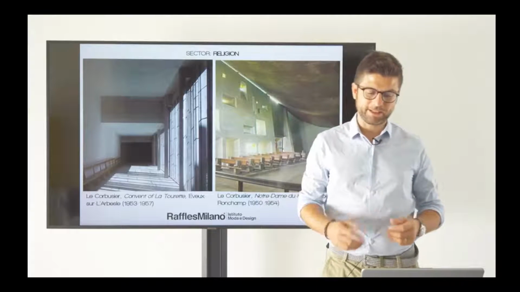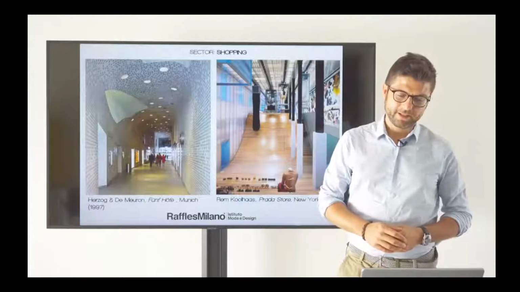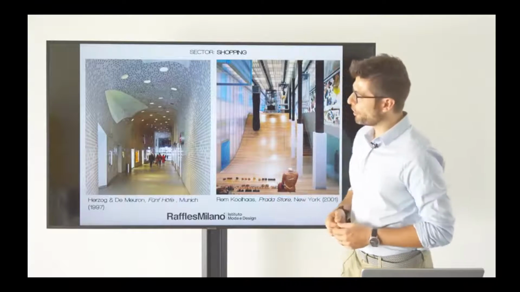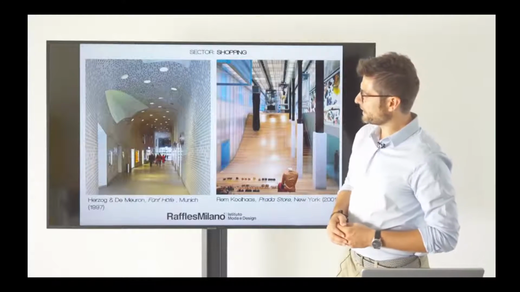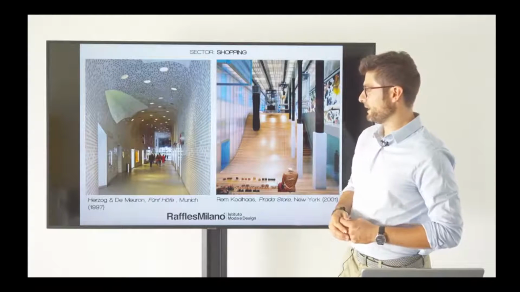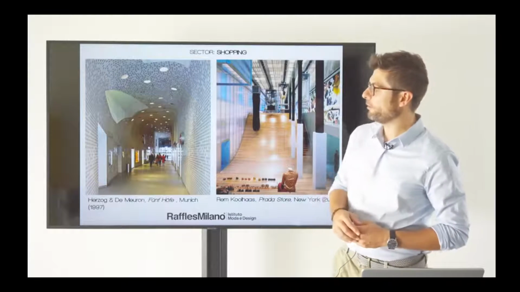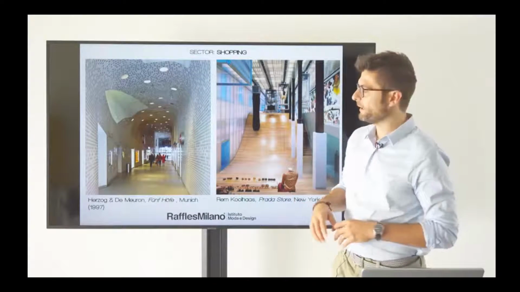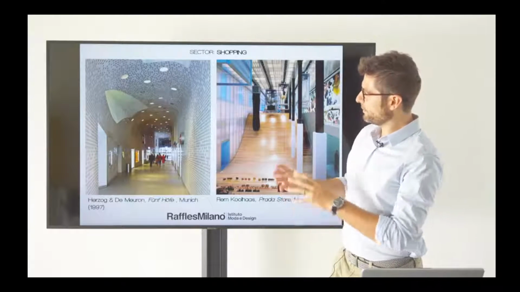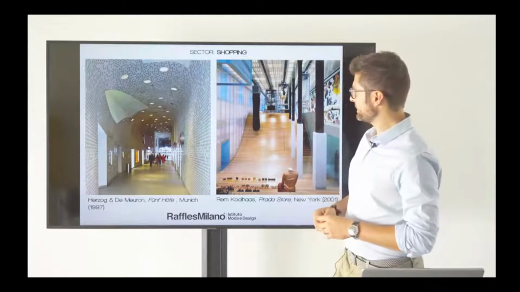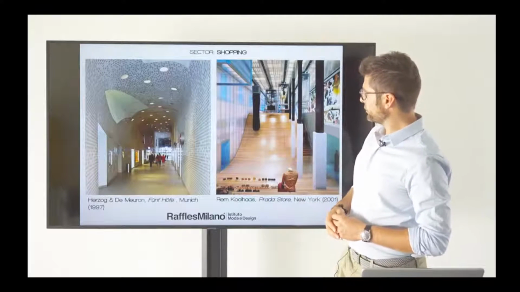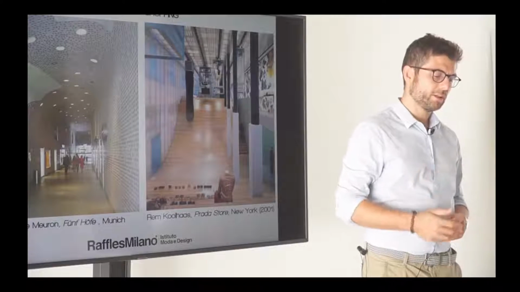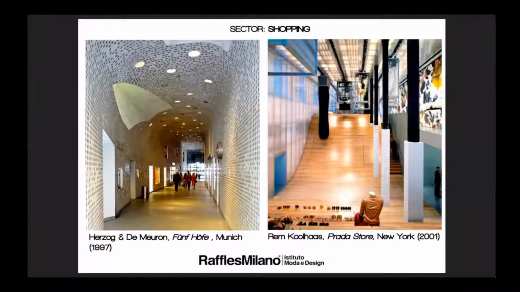A category that is today deeply studied is the one of shopping, and here we see two examples. One is a mall designed by Herzog & de Meuron, the Fünf Höfe, that is interesting for the idea of restoration. So they are restoring an existing building to host a new series of shops. And on the right, instead, a shop that certainly changed the way shopping today is thought, the Prada store in New York by Rem Koolhaas.